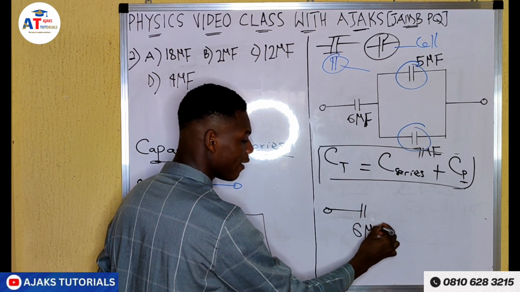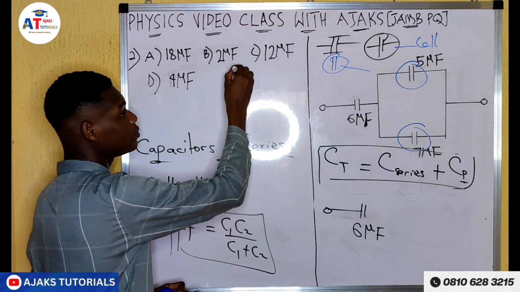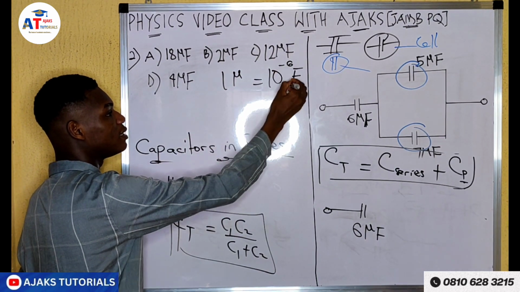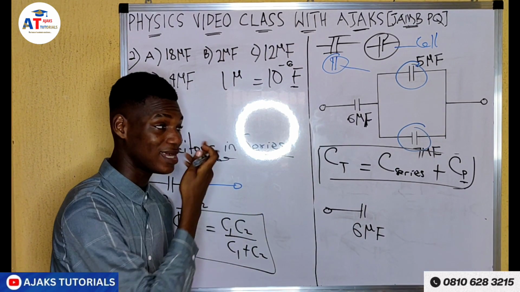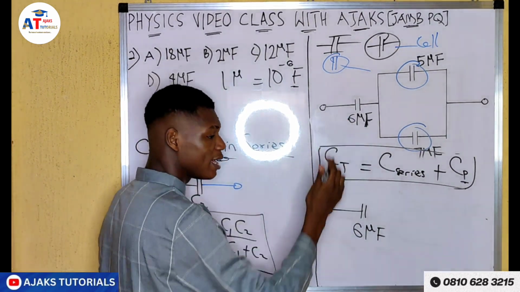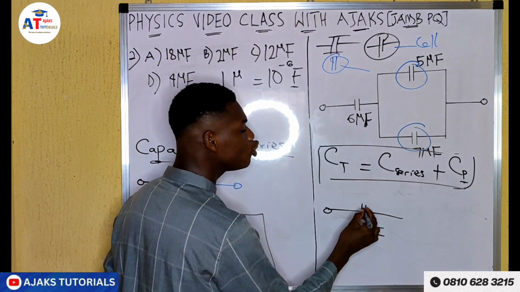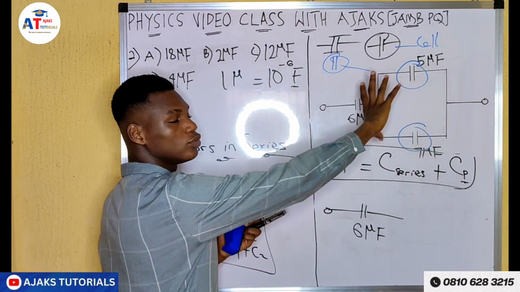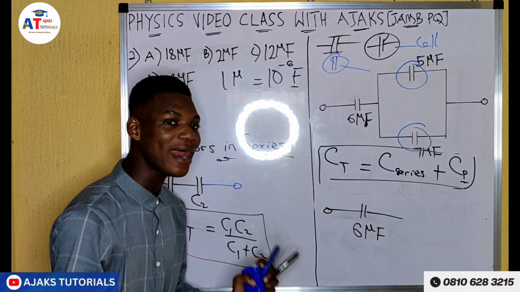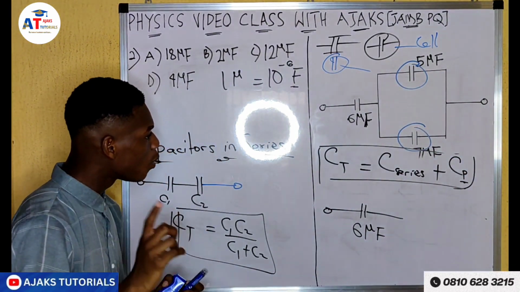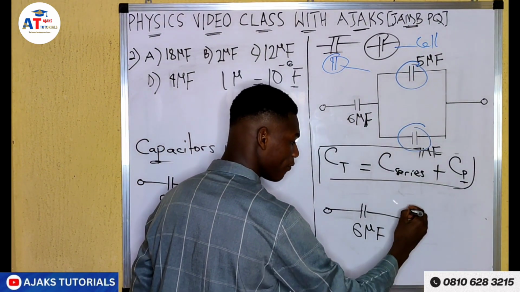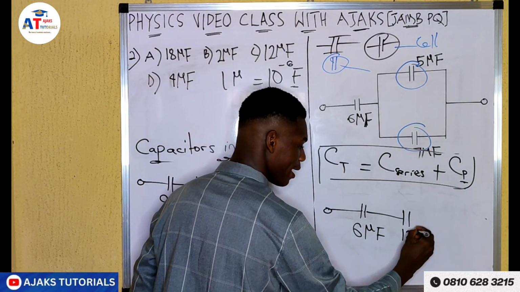6 microfarad. Micro simply means 10 to the negative 6. Farad is the unit of capacitance, so please take note of that. Now we have 6 microfarad here. What I'm going to do is break this down to the equivalent form. 5 and 7 are in parallel connection. What did I say you do for parallel connection? Add them up. 5 plus 7 is 12 microfarad.